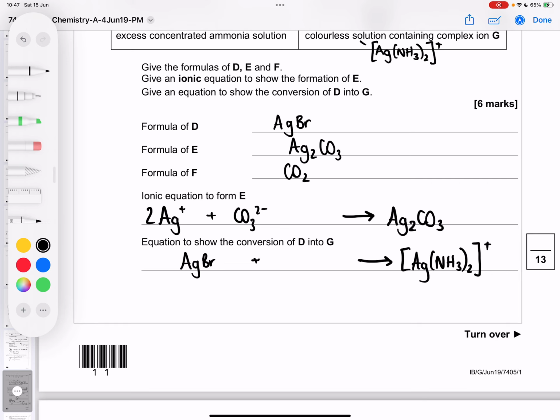And we're doing that by adding ammonia. We can see that we're going to need 2 ammonias. Now the charges have to balance, so what's balancing out this 1+ is a Br-.